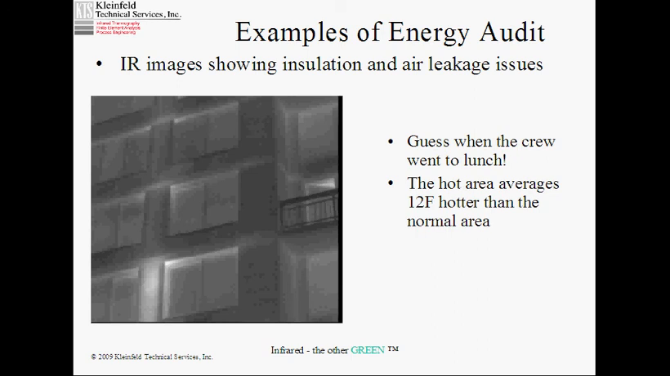All right, let's look at a few images as examples. This is the exterior of a high-rise in Manhattan. The area here has a pipe chase behind it. The warm area at the bottom floor in the image, which is about 7 or 8 stories up, averaged 12 degrees hotter than the next floor up.